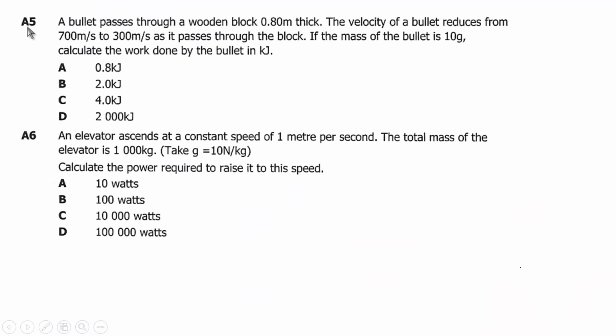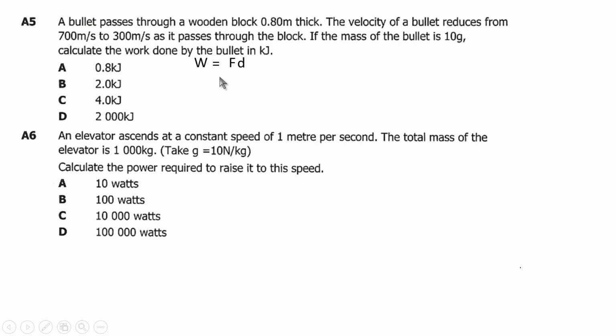The second question, F5, reads: a bullet passes through a wooden block 0.8 meters thick. The velocity of the bullet reduces from 700 meters per second to 300 meters per second as it passes through the block. If the mass of the bullet is 10 grams, calculate the work done by the bullet in kilojoules. Okay, so work is given by force times distance.